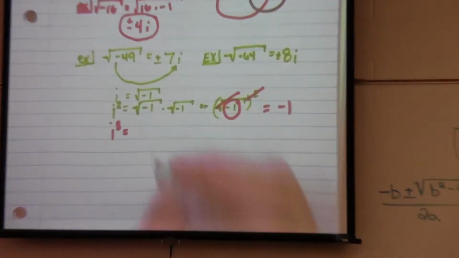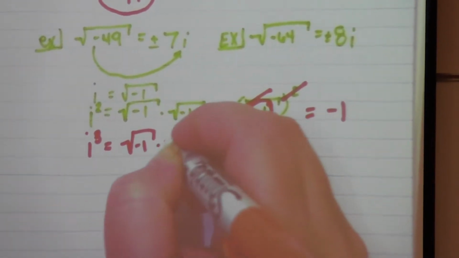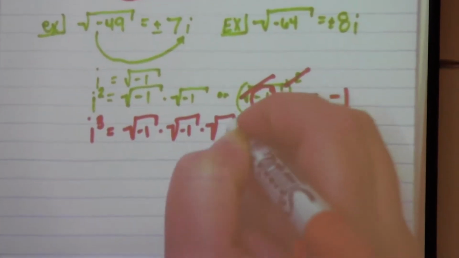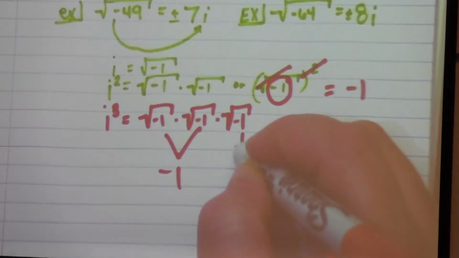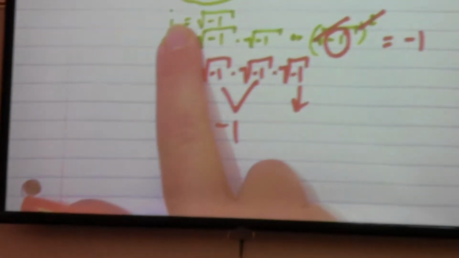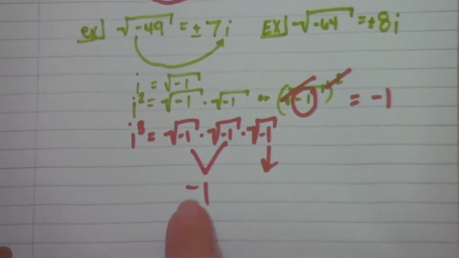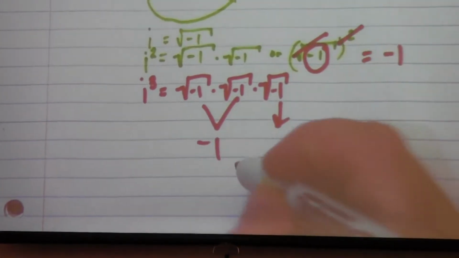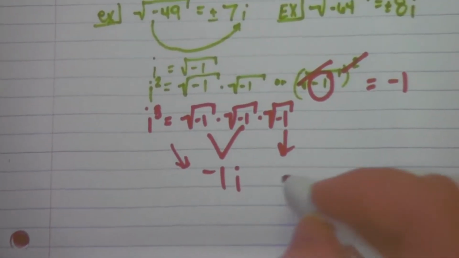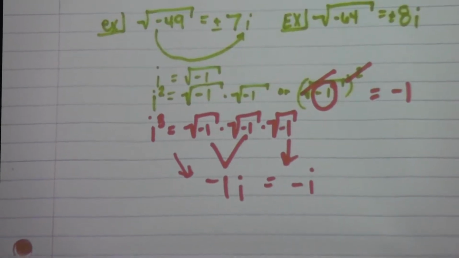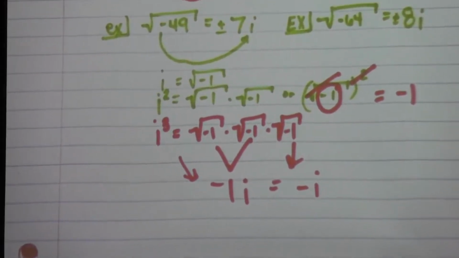I to the third would be the square root of negative 1 times the square root of negative 1 times the square root of negative 1. Well, we know that these two equal what? 1, negative 1. Negative 1. And we know that this one, if I just had one square root guy here, it's the same as just the i, right? So we have a negative 1, and then we have an i. So i to the third is the same thing as negative 1i, or just negative i. And I'll show you in 1 second why we even care about that.